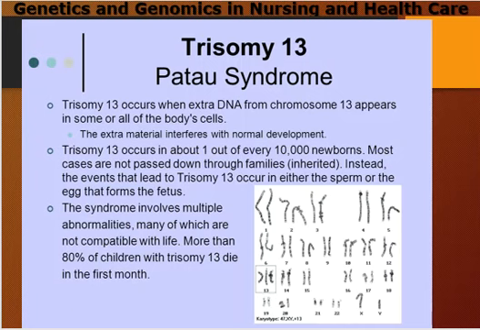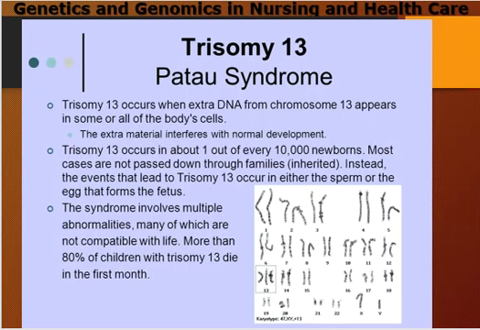Okay, trisomy 13, also known as Patau syndrome. That occurs in 1 in every 10,000 newborns. Most cases are not inherited. It's just an event that leads to trisomy 13 to occur in either the sperm or the egg that forms the fetus. So again, during gametogenesis.